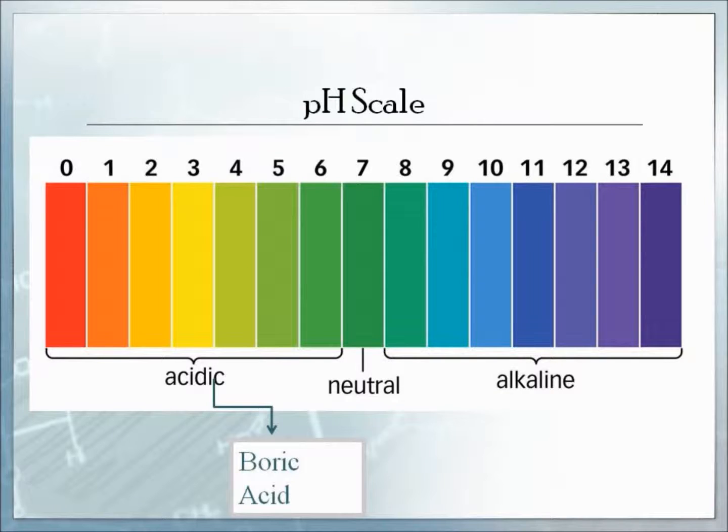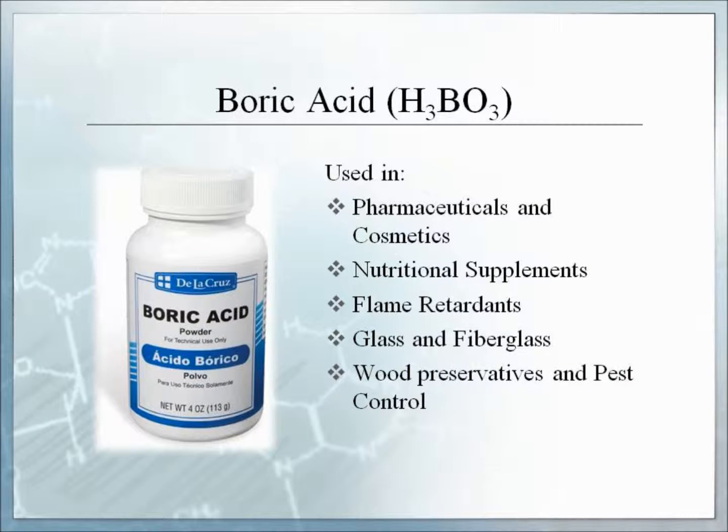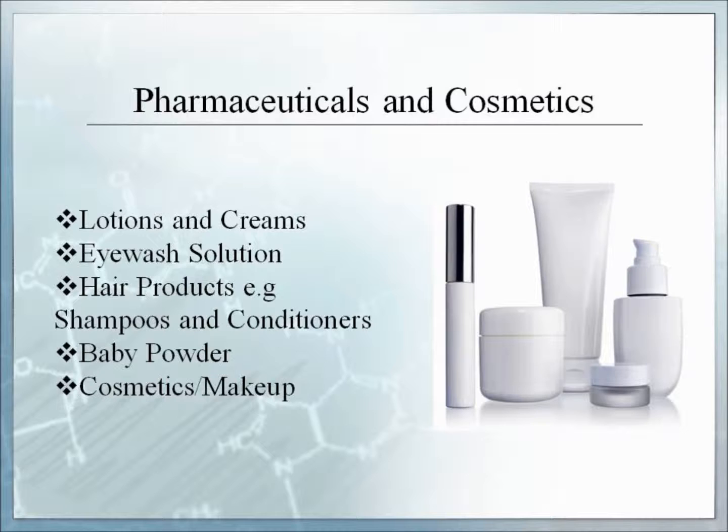The first acid, boric acid, has a pH of 3.8. It is commonly used in care products, nutritional supplements, glass industry, and in fungal and pest control. In pharmaceuticals and cosmetics, boric acid is used in a wide range of personal care products because it acts as a mild antiseptic that inhibits bacterial growth on external surfaces. This protects products from spoilage.